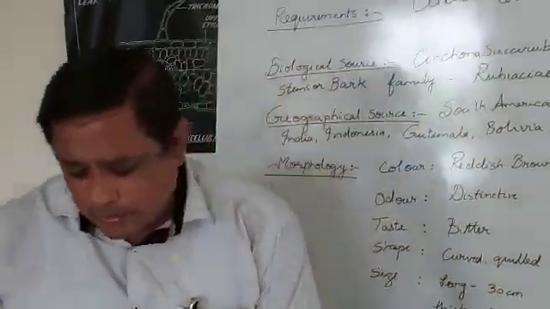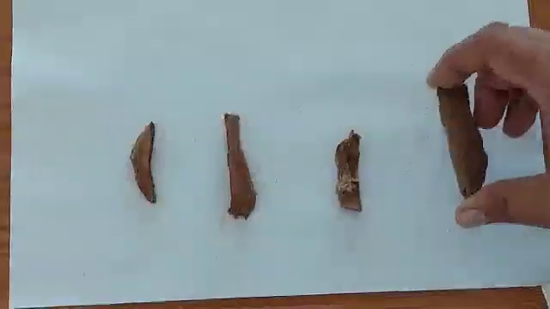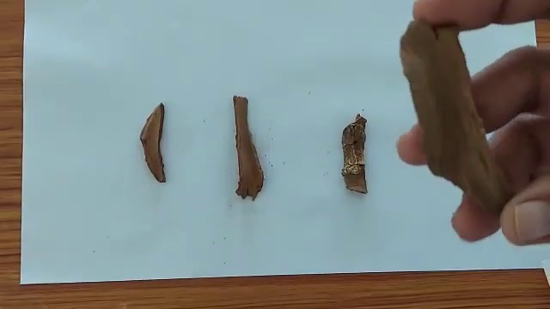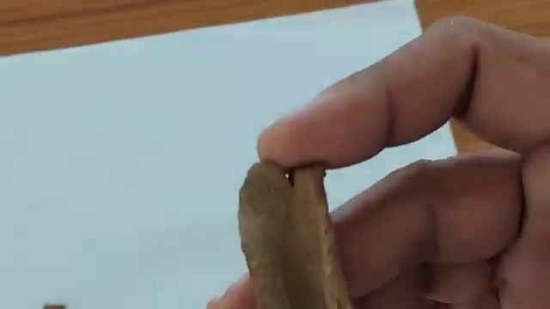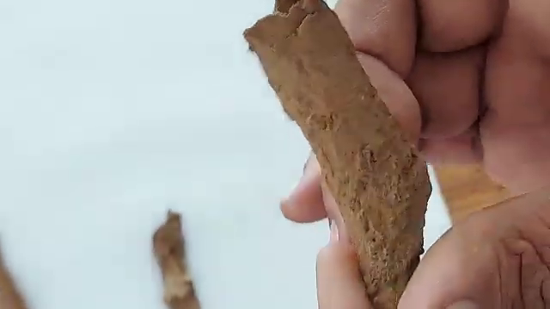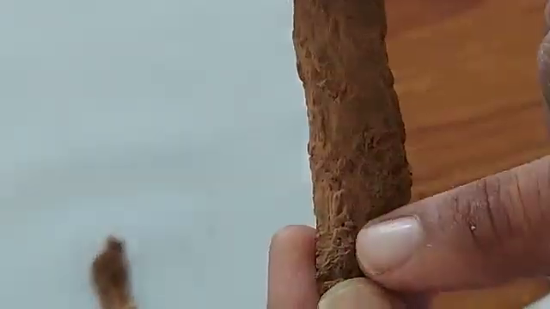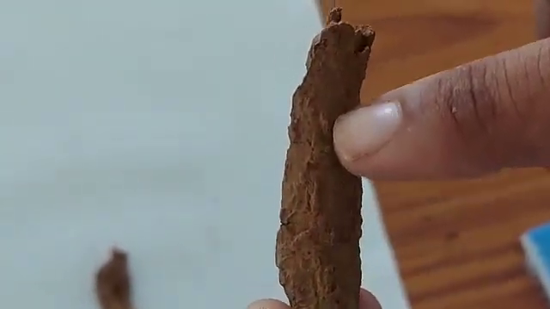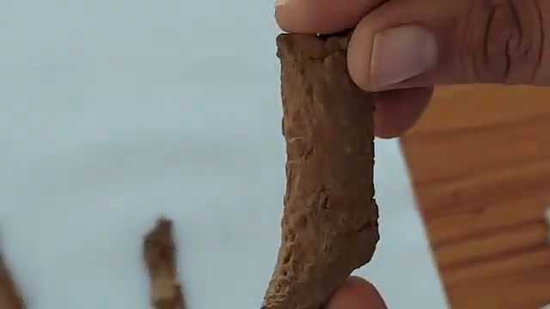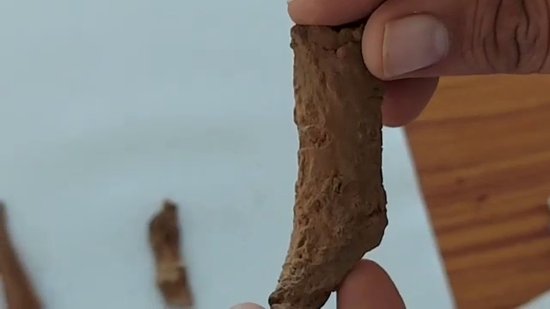So how does it look? Please see, it looks like this. This is the inner part of the bark and this is the upper part of the bark. It has scales and ridges present over here. Some lenticels can also be seen. What is the color of this drug? This is reddish brown. It is mainly distinguished on the basis of its color.